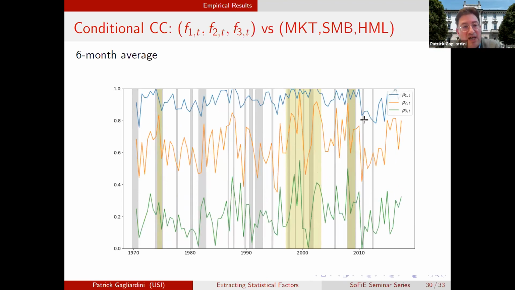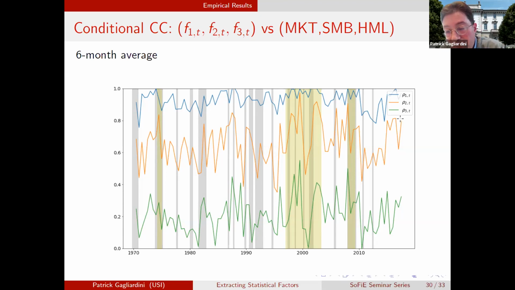So in this picture, we compute the conditional canonical correlation when we take three latent factors, F1, F2, and F3. And we compute the conditional canonical correlation with the three Fama-French factors, okay? And I display the time series of the three conditional canonical correlations, again with 6 months average. So we can observe that the first one is rather large.